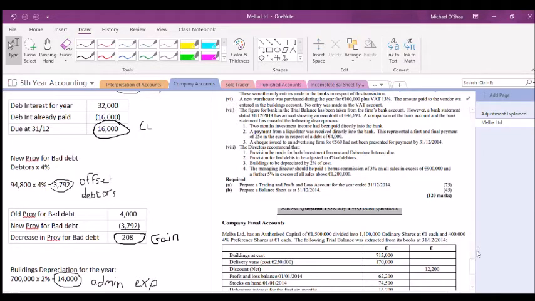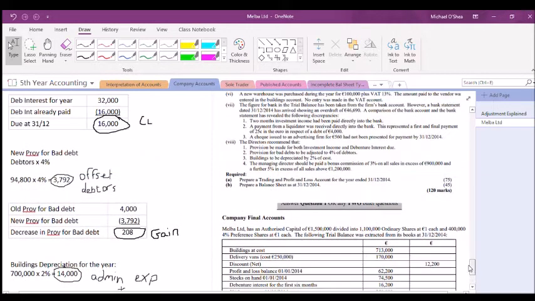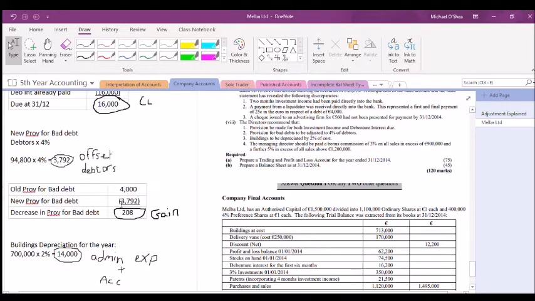But we also need to change, because if you look at your trial balance, and please always go back to look through your trial balance, we can see there is an existing bad debt provision of 4,000 on the credit side. So this 4,000 here was the old bad debts provision. So I need to adjust this to 4,000 minus 3,792. Gives me a decrease in provision for bad debt.